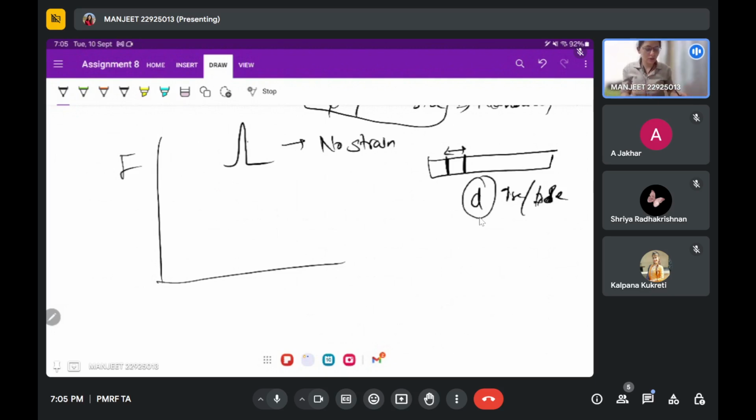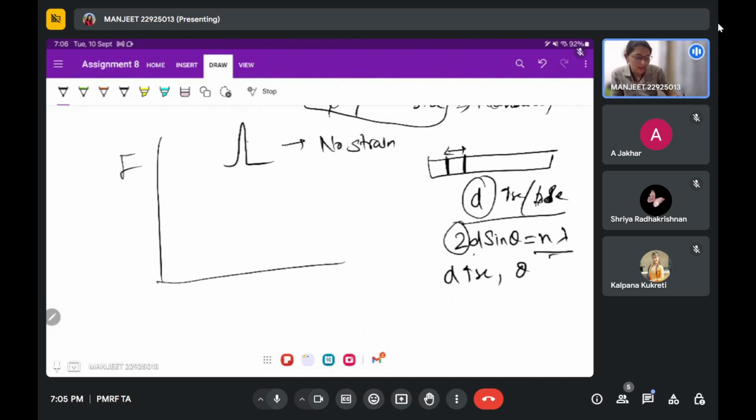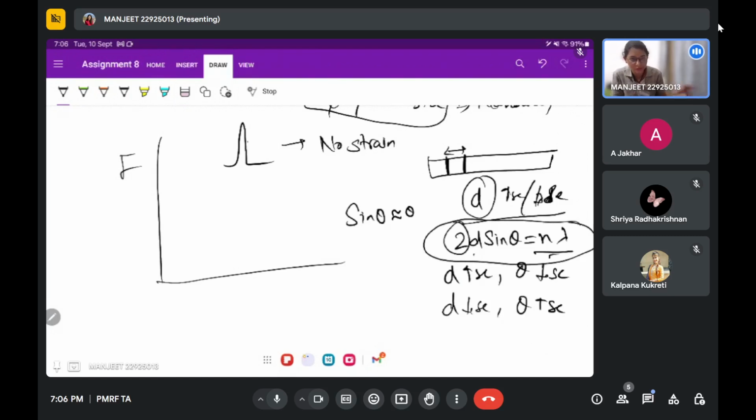They follow Bragg's law, which is 2d sin theta equals n lambda. n lambda is constant, and 2 is constant. So for d sin theta, sin theta is more or less equivalent to theta. If d increases, then theta will decrease, and if d decreases, then theta will increase, because they have to follow Bragg's law.